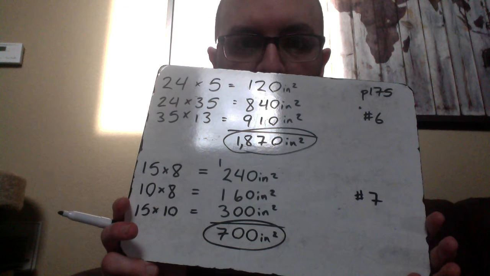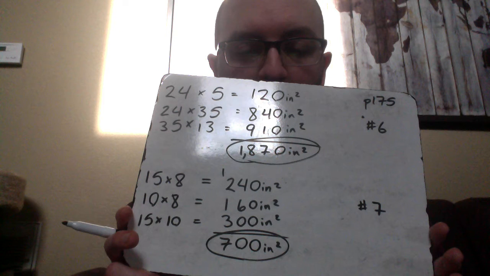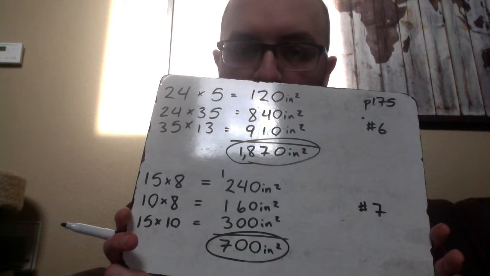Okay, let's add them up. We get 0. 4 plus 6 is 10. 1 plus 2 is 3. Plus 1 is 4. Plus 3 is 7. So for number 7, we get 700 inches squared. Right there. Right? We multiplied and then doubled our answers because we had 2 of each. And there we go. All right.